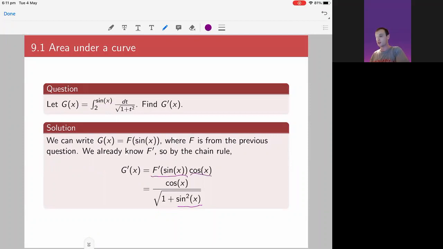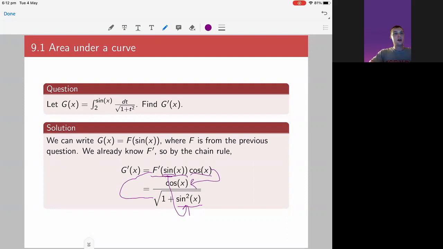So the derivative of g is equal to the derivative of F evaluated at sine of x, multiplied by the cosine function. This cosine function just goes exactly there. And remember, the derivative of F is 1 divided by the square root of 1 plus whatever the input was. The input was sine of x, so sine of x goes exactly there. The derivative of g is cosine of x divided by the square root of 1 plus the sine of x squared. So this is a good question because it combines the use of both the fundamental theorem of calculus and the chain rule in a way that we haven't really seen before.